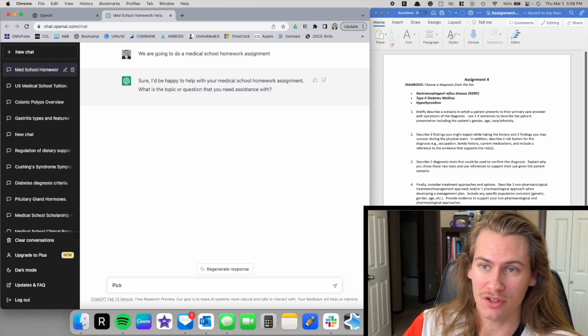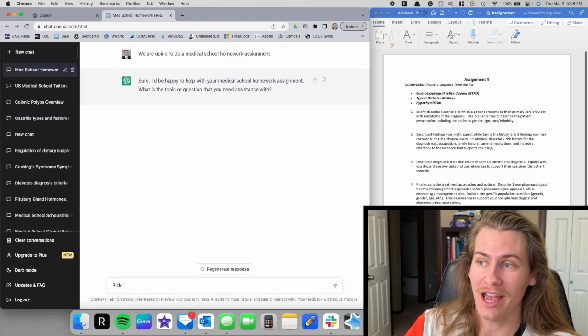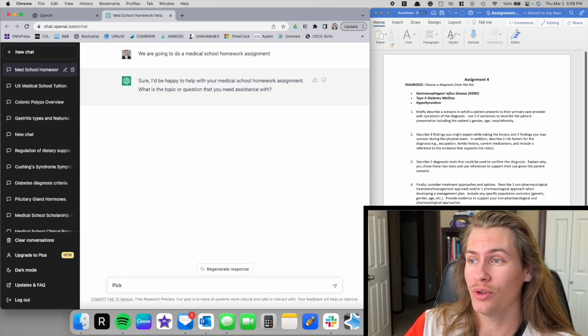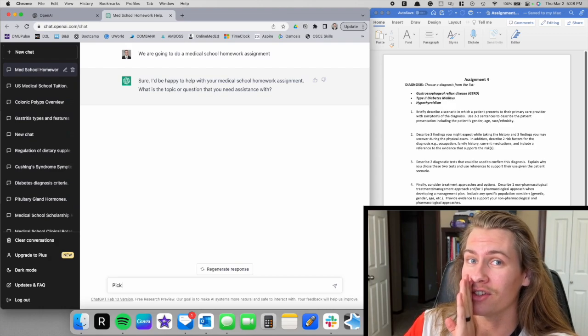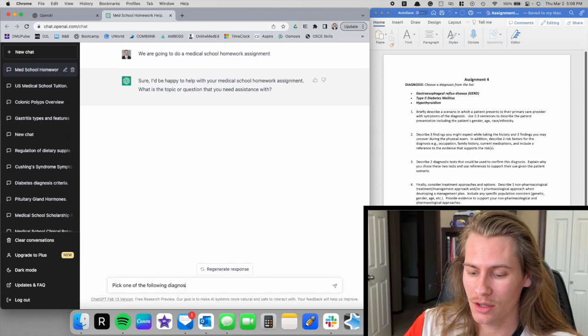So far, it's actually, I thought it might tell me that it won't help me. We're going to see if it will pick a diagnosis, and if not, we will do type 2 diabetes because, disclaimer, I already did this assignment and that's what I did. So pick one of the following diagnoses.